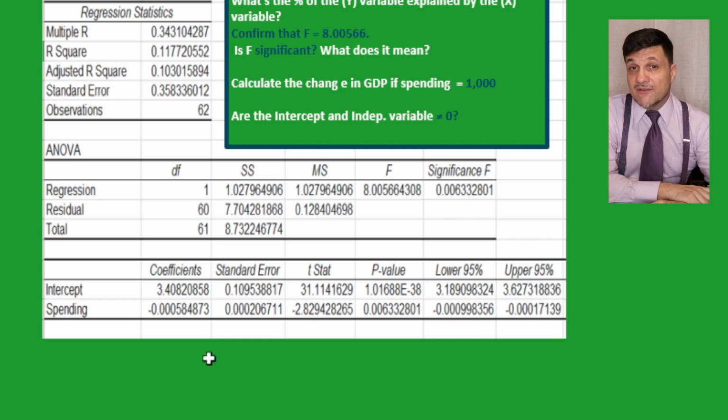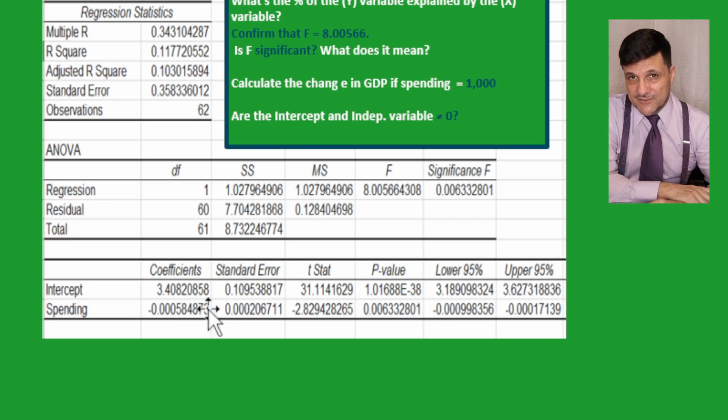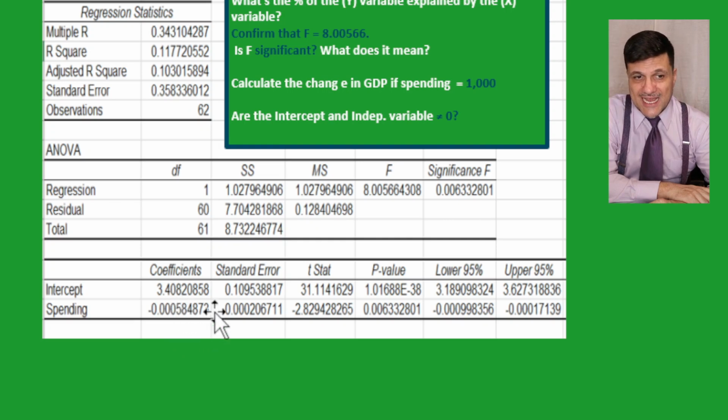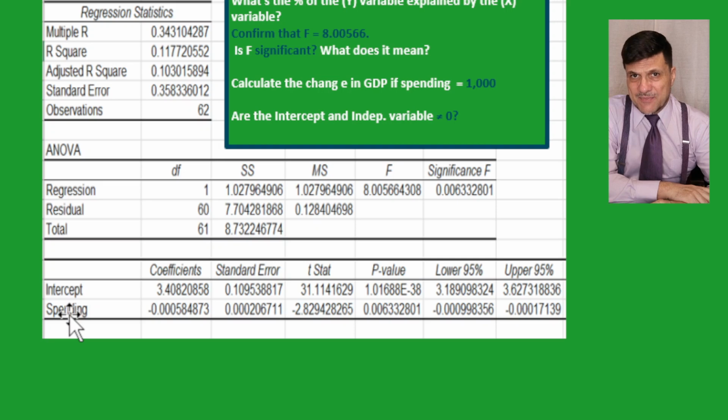So now I have private investments equal to 3.40820858 minus 0.000584873 times X, which is the spending. So every time that I increase the spending, I multiply by minus 0.0058, add 3.4, and that's how much the private sector has spent in that scenario, or the decrease, increase, whatever you're trying to measure. Good. Now let's go back to the second table.